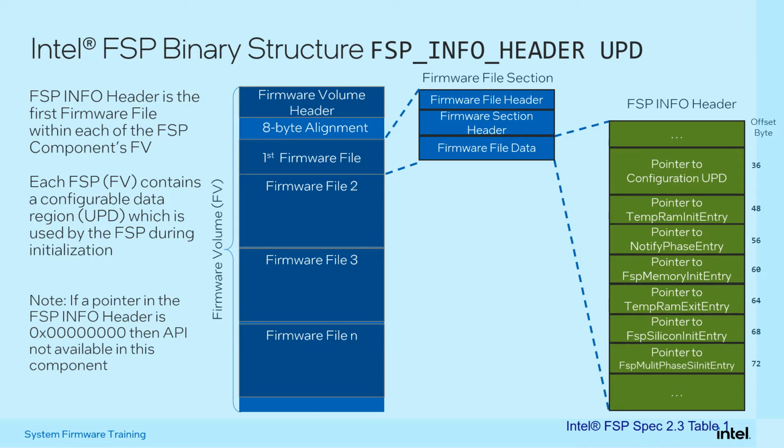Each FSP info header has the exact same layout for each firmware volume of the FSP FD binary. In addition, each firmware volume has its own layout of the configuration data UPD. The details of the layout are part of the FSP integration guide and also detailed in each of the H files that are part of the FSP package in the FSP family include directory.